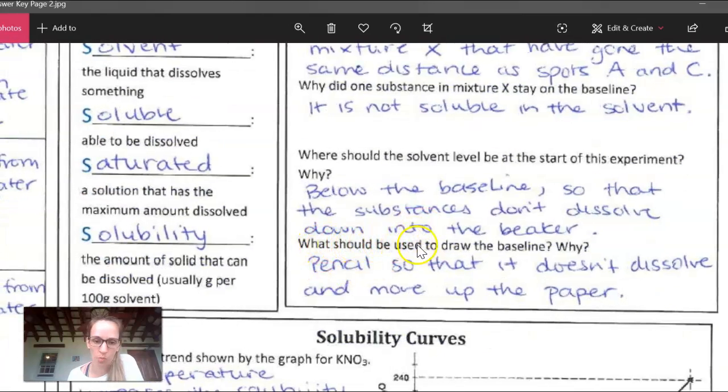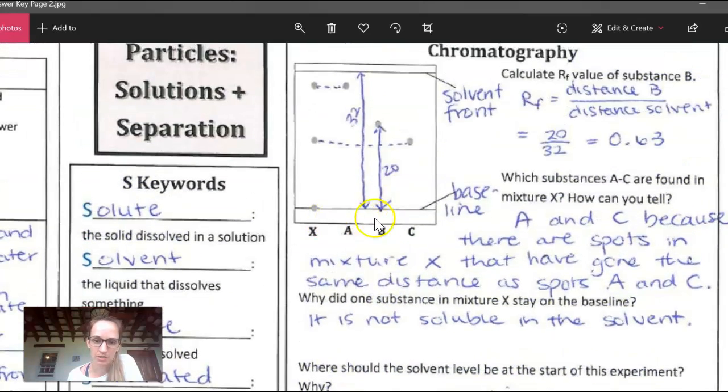Last question, what should be used to draw the baseline? Should always be pencil. You don't want to use pen. It needs to be something insoluble, because otherwise, as your liquid moves, your baseline would move, and you would be left with nothing to tell you where everything started from.